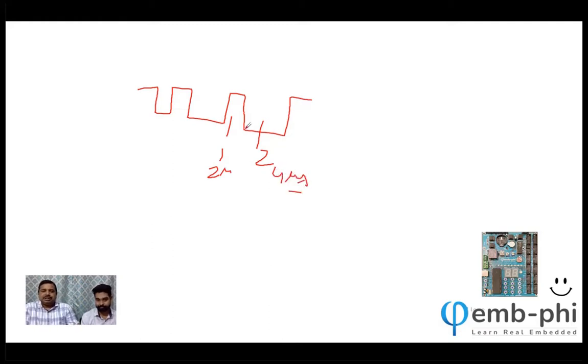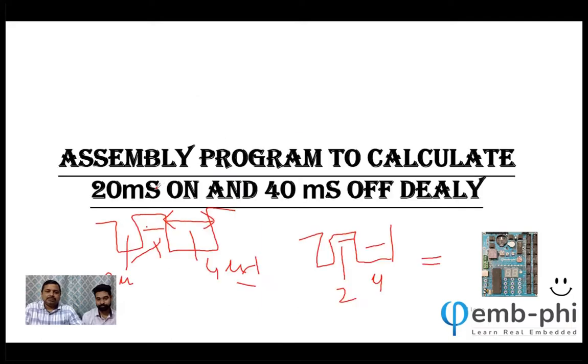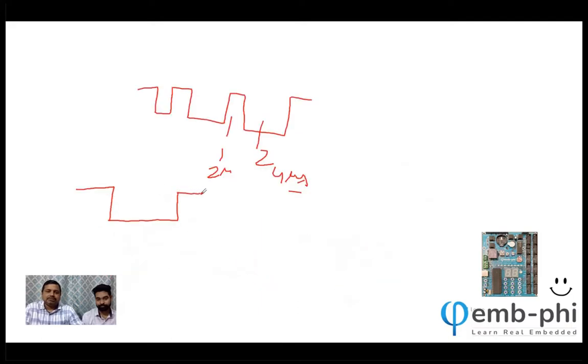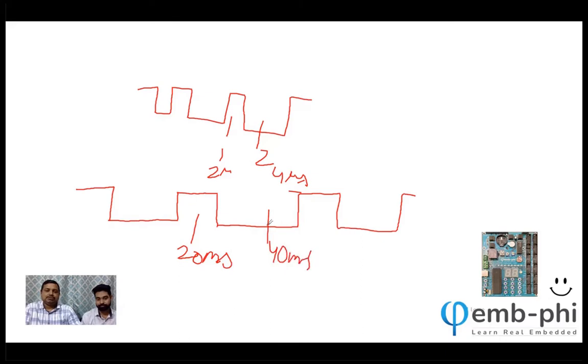So now in this assignment we are asking for 20 millisecond on and 40 millisecond off. So 20 millisecond on, 40 millisecond off, 20 millisecond on, 40 millisecond off, something like that. So we want this delay. So let's go to Keil.